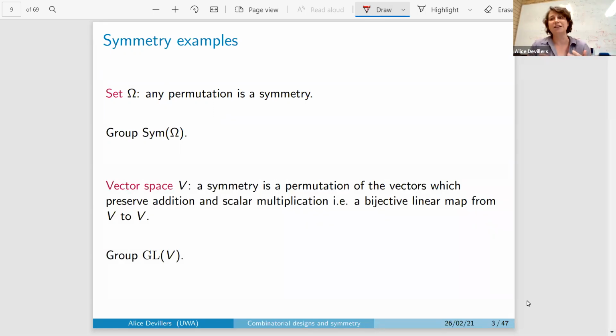Another example, with a bit more structure, would be a vector space. What would be a symmetry of a vector space? Well, it would be a permutation of all the vectors which preserves what gives the structure to the vector space, which is the fact that you can add vectors and do scalar multiplication. So it's a permutation that preserves that. In other words, it's a bijective linear map, and all these symmetries together form what's called the general linear group. So that's another example.